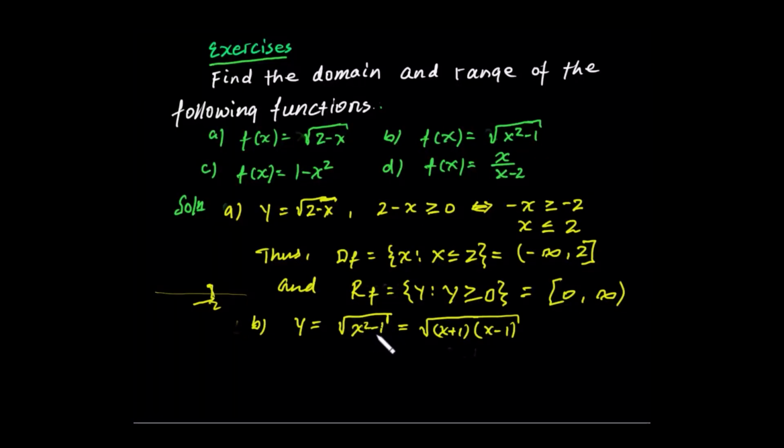Factoring x squared minus 1 gives the square root of x plus 1 times x minus 1. For which x values can this be positive or 0? This must be greater than or equal to 0. So x plus 1 times x minus 1 must be greater than or equal to 0.